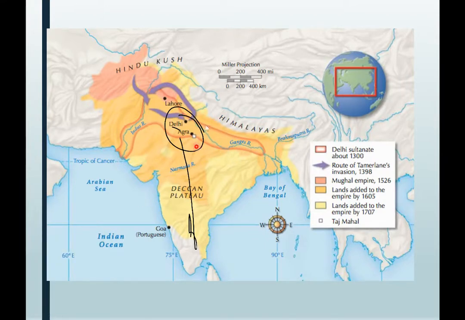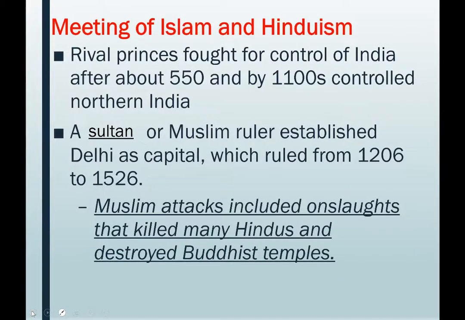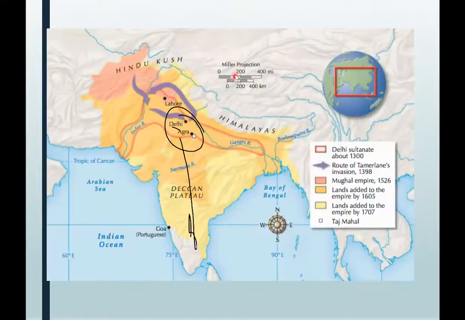This is a look at Delhi and where originally the Sultan, or Muslim ruler, established Delhi as the capital. Excuse me, let me go back here. There were onslaughts that killed these Hindus. The Sultan of this empire was around 550, and this is where Delhi was, and then they would eventually try to expand southward. They started in this area, at Delhi, and then started expanding southward.